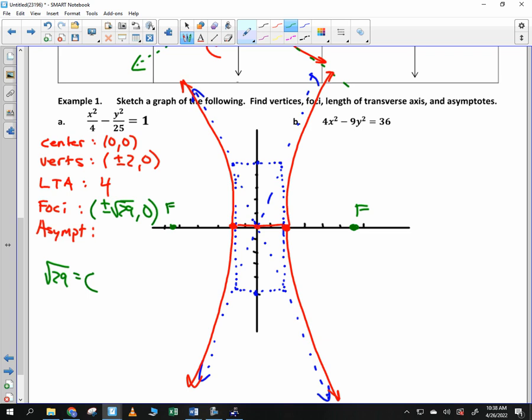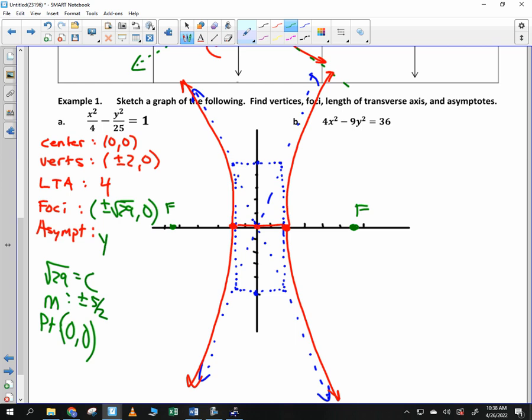I took a squared plus b squared, got 29, take the square root. Okay, now I just need the asymptote. In order to do the asymptotes, what two things do you have to have? What is the point that they both pass through? So my point is 0, 0, and what is the slope? What is the rise over the run? 2 over 5. No. Plus or minus 5 over 2.